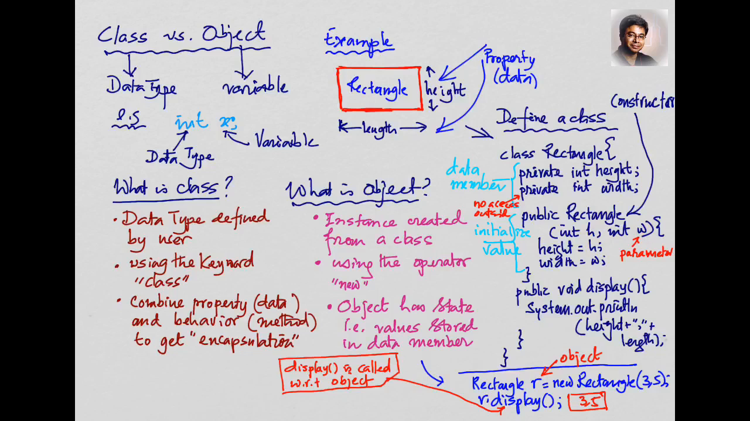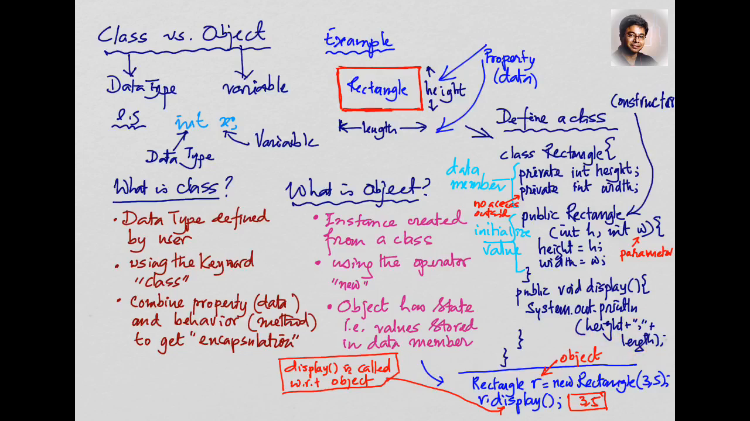When you pass these parameters, you assign h and w to the data members height and width. So the parameters get assigned to the data members. And you define another method, display. Display method, why? Because you want to display the height and width which are within the object. System.out.println height, width.